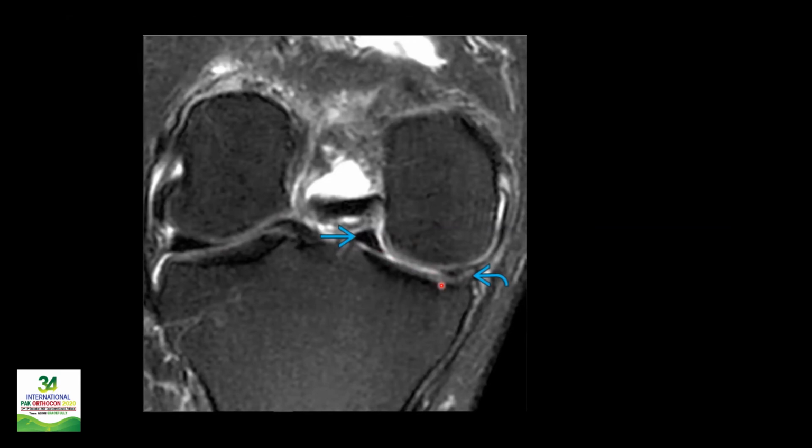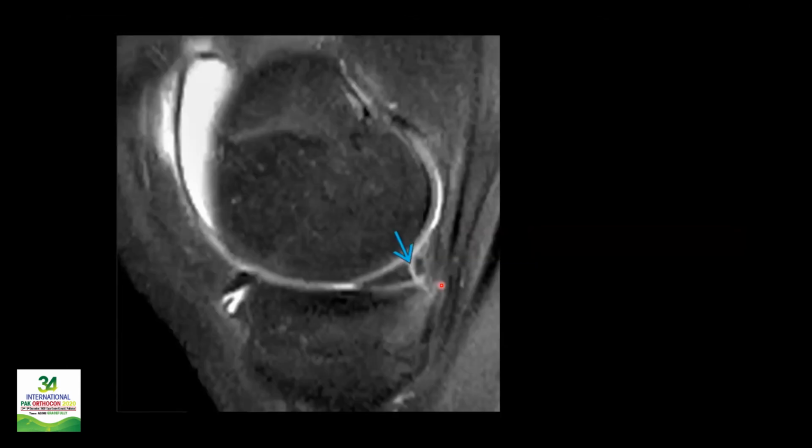So it's a more extensive variety of vertical longitudinal tear, where the tear is so extensive that it splits it into two halves or two unequal parts, and then one part is migrated into the intercondylar notch. So remember that the bucket handle tear is also a vertical longitudinal tear. Now this is again a case of a vertical longitudinal tear in this area.